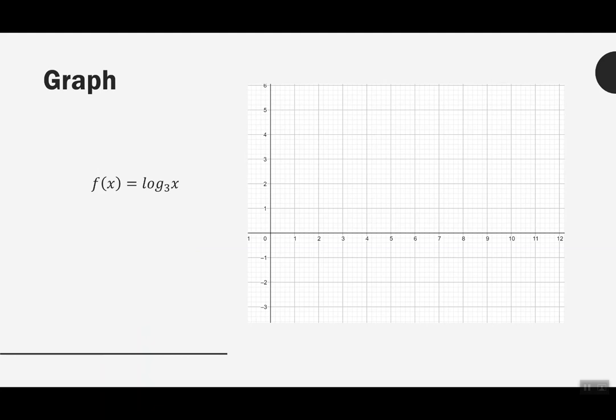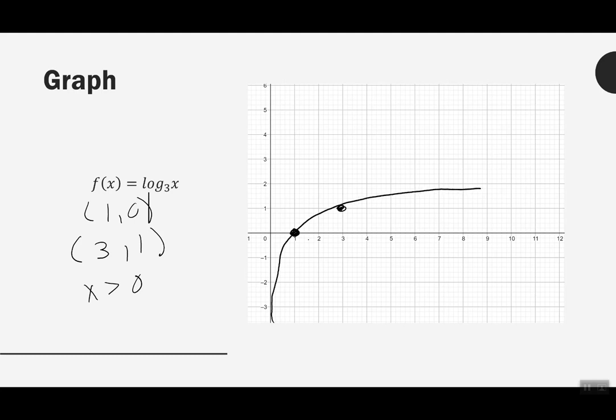Let's graph f of x is log base 3 of x. When I go to graph, I really only need 2 points. I need 1, 0, which we said the graph's always going to cross the x-axis at, and then the base, which is 3, is going to be up to 1. So I go over 3, up 1, there are my points. Remember I told you x is always going to be positive, so as I'm drawing, I'm coming along the y-axis over to the x-intercept, picking up that point 3, 1, and then just curving it.